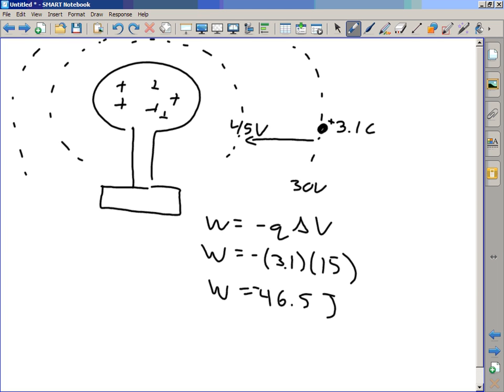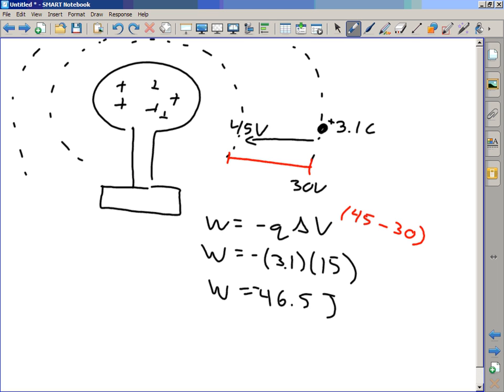Let's reverse this. Good question. What's the change in voltage here? Well, it's final, this is 45 minus 30. I can see the little dot down there. Yeah, see what you're saying.